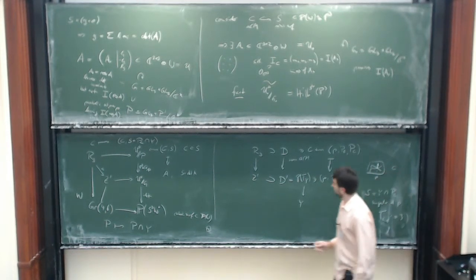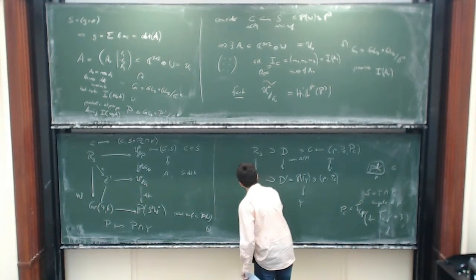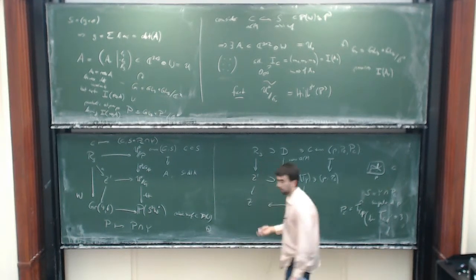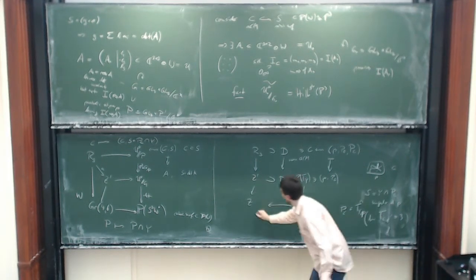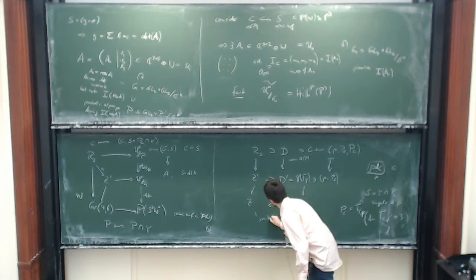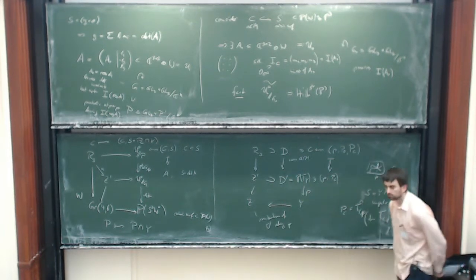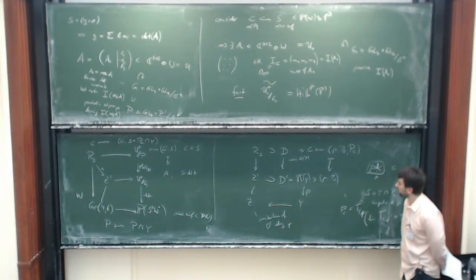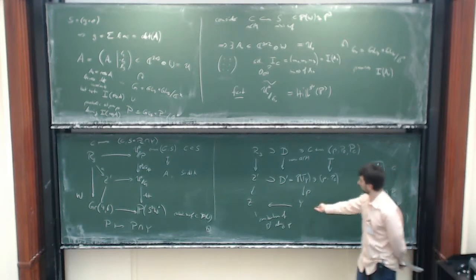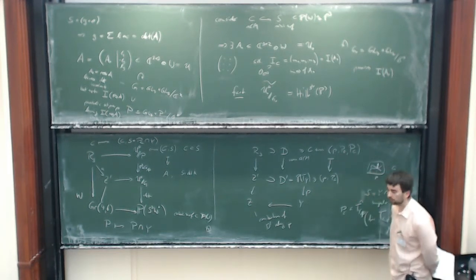Well, and then the way that we construct Z is just as a contraction. So this is contraction of D prime along P. And this gives the embedding of Y in Z.